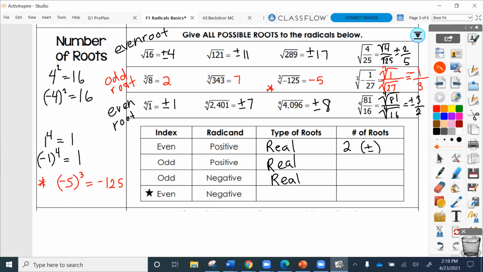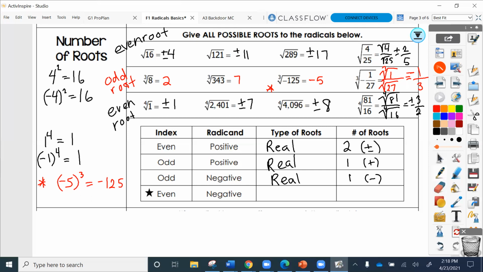If you have an odd index and a positive radicand, then there's only 1 root because it's only the positive, right? So if you take the odd root of a positive number, if you take the odd root of a negative number, again, you're just going to have 1 solution, and it would always be the negative solution.